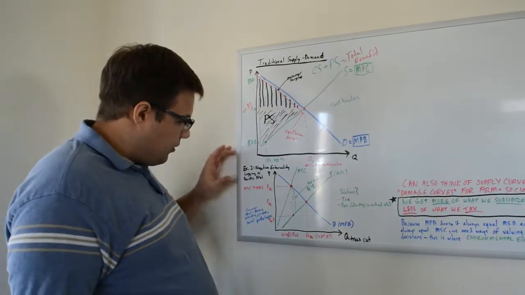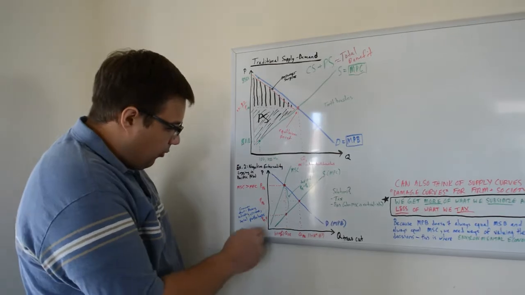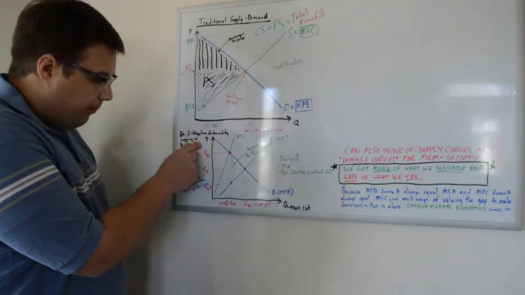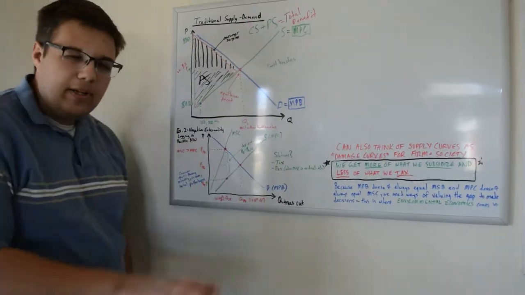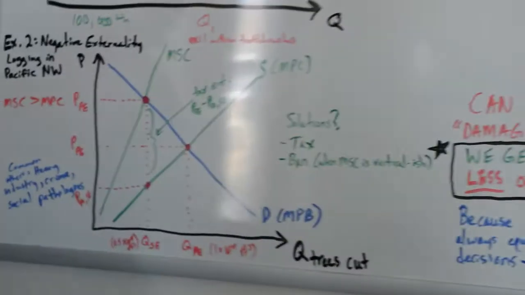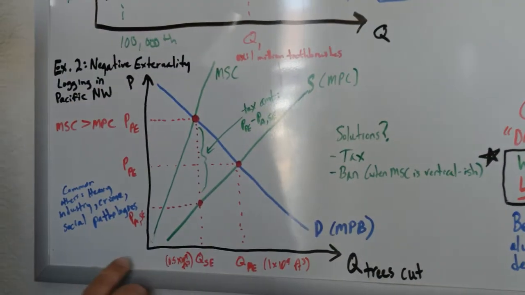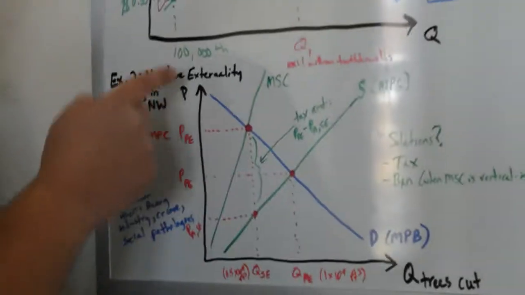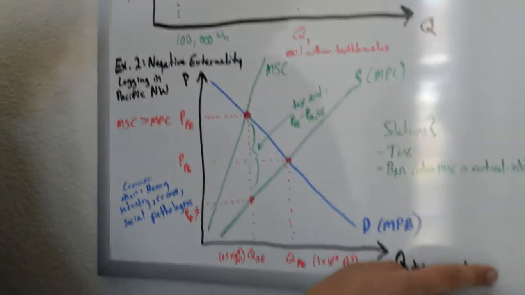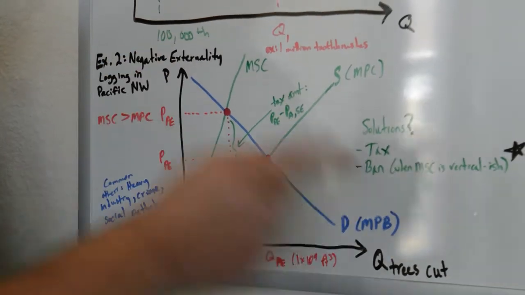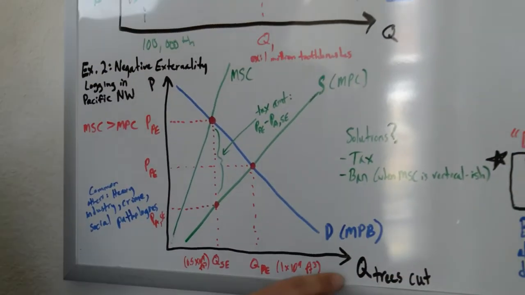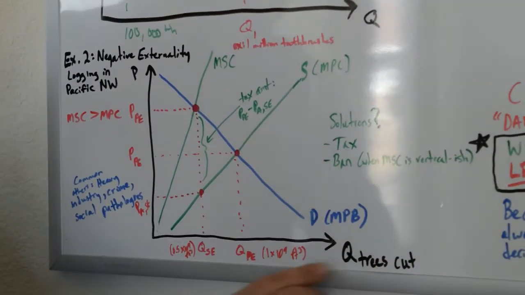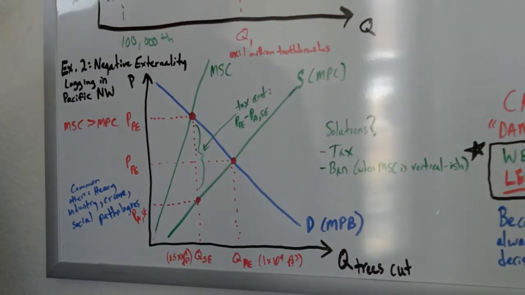Yeah, so this is what we're thinking about. On the y-axis we have the price of timber. Again, let's think specifically of Douglas fir and redwoods from the Pacific Northwest. And on the x-axis, as always, we have quantity. Always, always, always: y-axis is price, x-axis is quantity. And in this case, our quantity is the quantity of trees cut in that region.